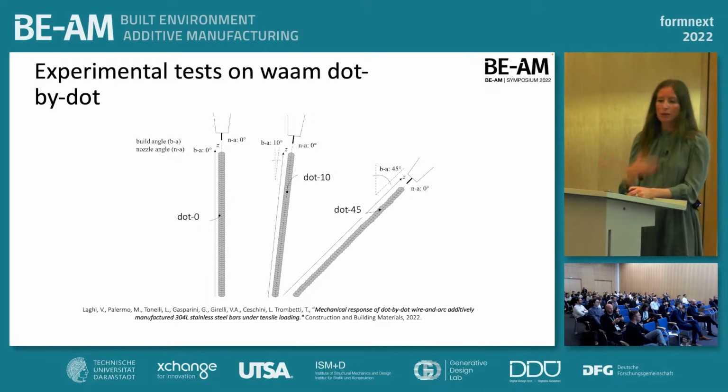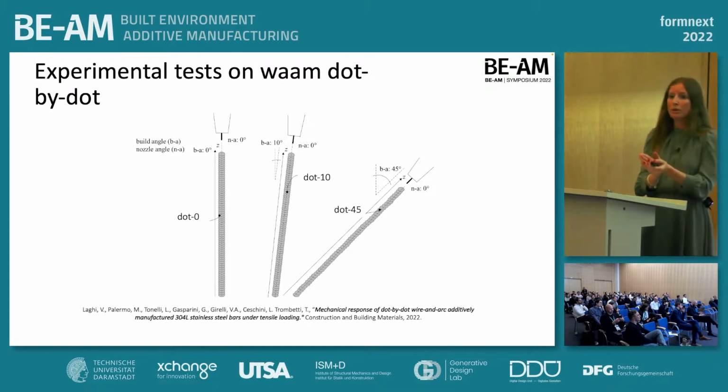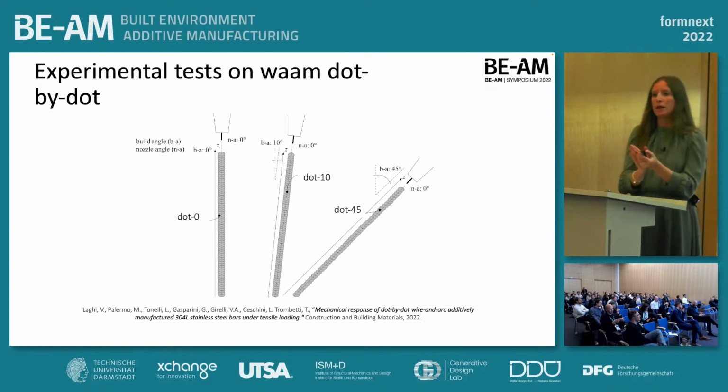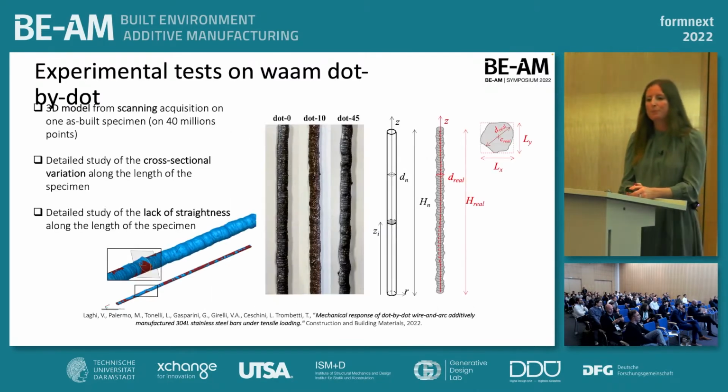and different geometry, different irregularities in terms of geometry. So we first characterized the three types of inclinations: the vertical ones, the bars printed at 10 degrees, and the bars printed at 45 degrees. 10 degrees was actually one of the lowest possible angles, and 45 degrees was actually the highest one, up to which the quality was not really feasible for construction.